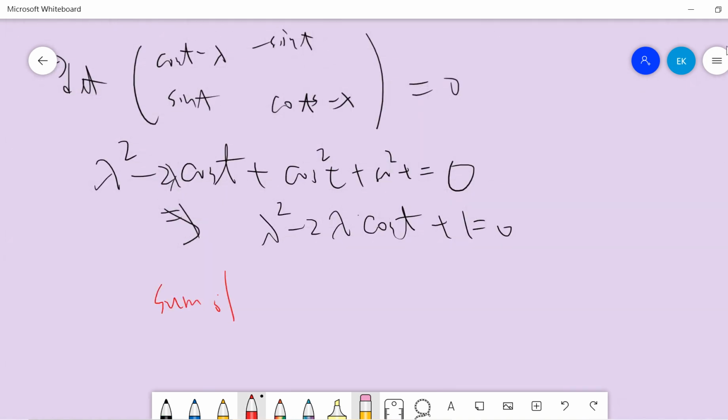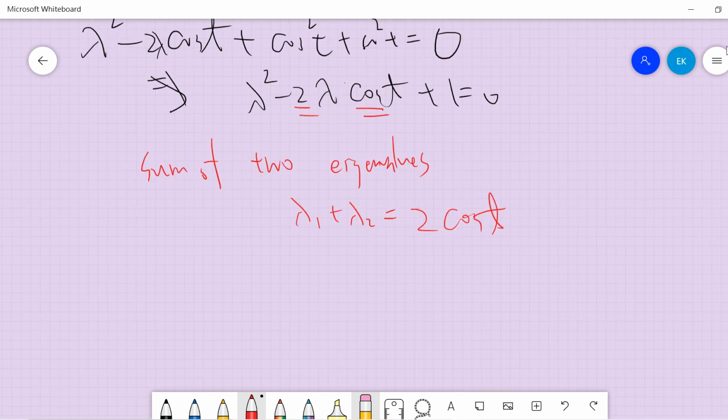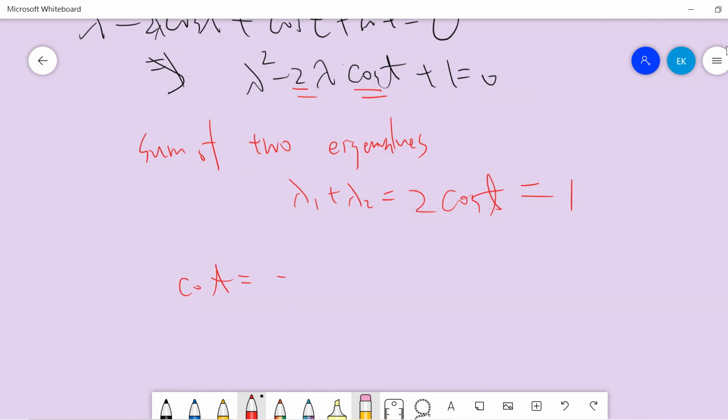So the sum of the two eigenvalues is negative the middle coefficient, and it must be 1. So cosine t is half. This tells you that t must be what? 60 degrees, right? So pi over 3.